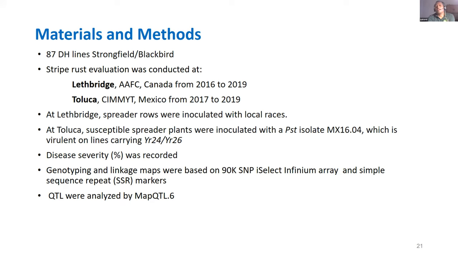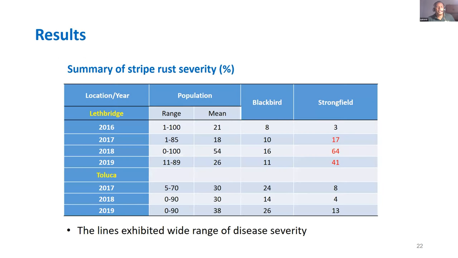At Lethbridge, the spreader rows were inoculated with local races, whereas at Toluca, susceptible spreader plants were inoculated with PST isolate MX1604, which is a recent race which was introduced to North America in 2000. And rust disease severity data was collected, and then the population was genotyped, and the linkage maps were based on 90K SNP iSelect Illumina array and then SSR markers as well. So the QTL analysis was performed using MapQTL 6.